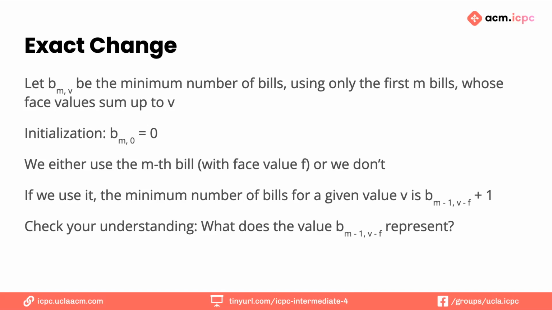So if we use the bill, the minimum number of bills for a given value V is equal to B of M minus 1, V minus F, plus 1. So I know the math notation might be a little bit confusing, but can anybody tell me what the value of B of M minus 1, V minus F would represent in this case? I kind of went over it in my explanation, but just to check that the math translates to the problem, can anybody say what that value represents here?